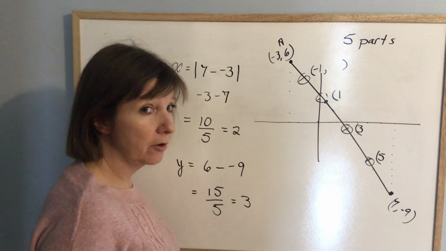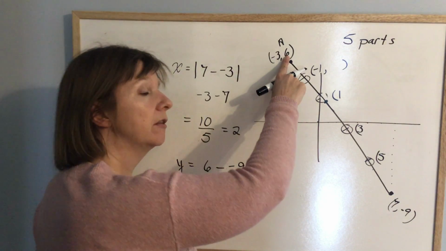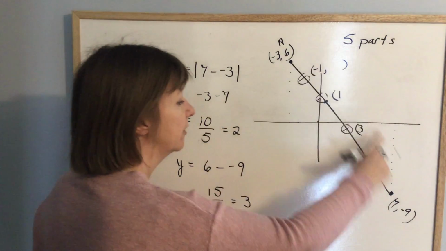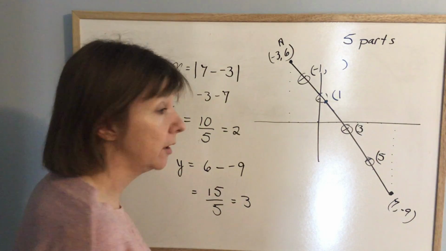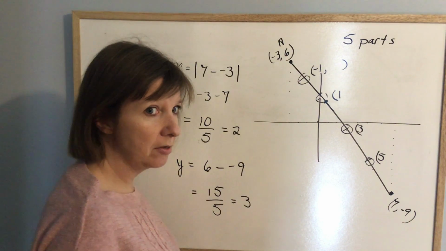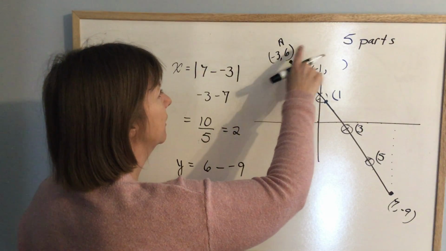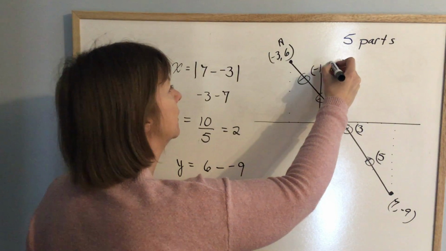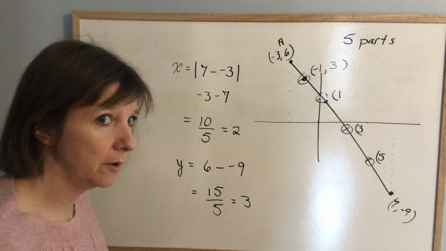Now again, do I add or subtract? Well, it depends. If I think of this as my start point, I'm going from 6 down to -9, so I would subtract 3. If I was starting here, I would go up to 6 and I would add 3. It just depends. So I'm going to go down. So 6 minus 3 is 3. So I'm saying that this point right here should be -1 and 3.